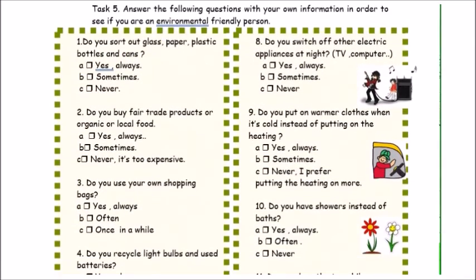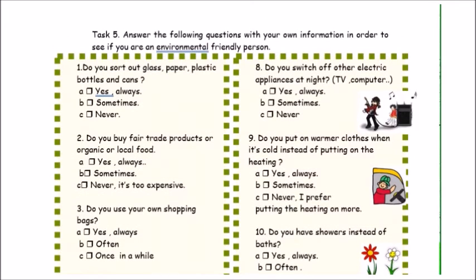And then we have task number 5. Answer the following questions with your own information in order to see if you are an environmental friendly person. Okay, we're going to find out if you are a very environmental friendly person. Okay, so you're going to answer these questions. Number 1, do you sort out glass, paper, plastic bottles and cans? I mean, when you put the trash into the garbage can, if you sorted, if you classified paper, plastic bottles and cans.